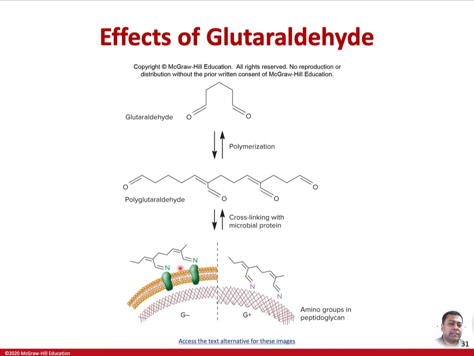So you can easily see that this is the process by which, right here, amino groups in the peptidoglycan in the gram-positive bacteria, or they can attach onto the protein and they alkylate the protein. And these are the different processes by which this polymerization can lead to the death of the microorganism.